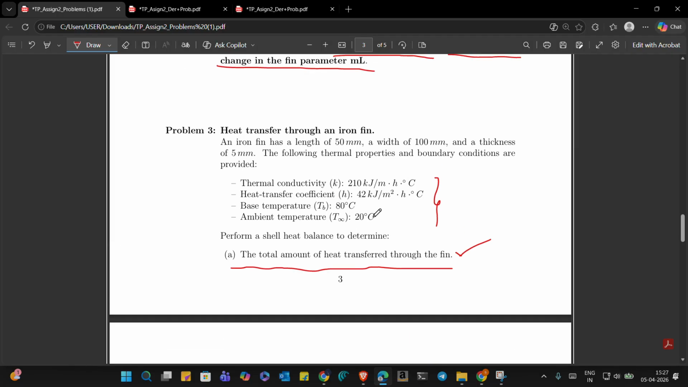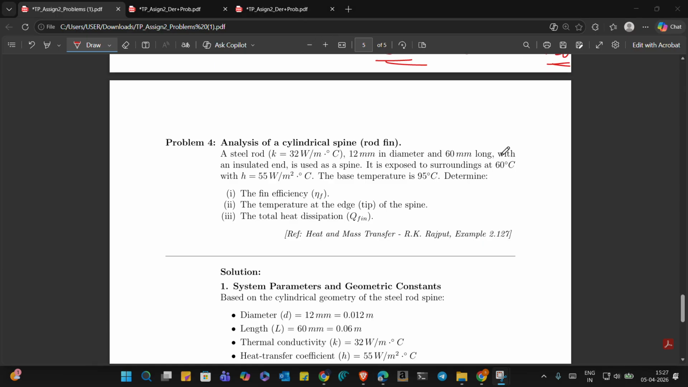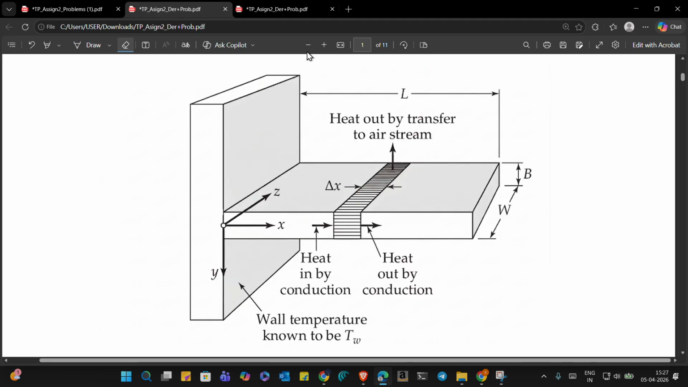Now we are going to move to our next question. This is the final problem that we are going to solve today. It is about the analysis of a cylindrical spine. So in this problem, we don't have this sort of fin. Instead, we have cylindrical fins. So our fin is going to have this dimension. This is how the fin is going to look.